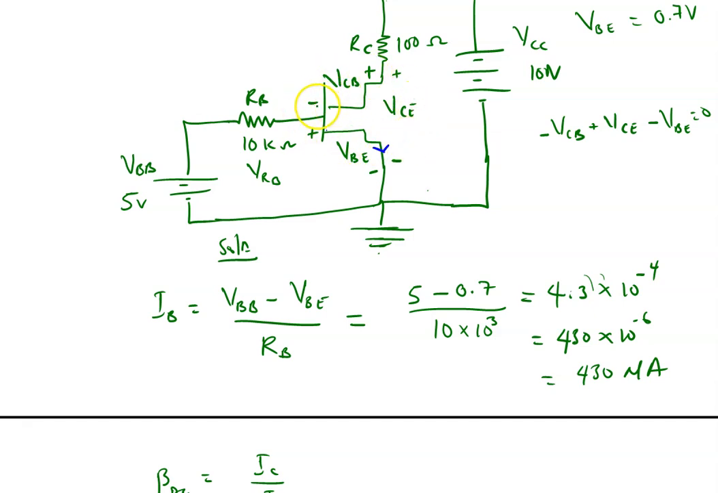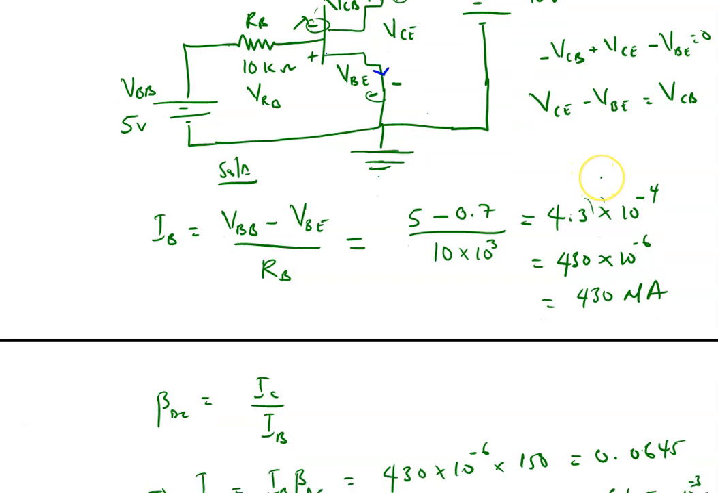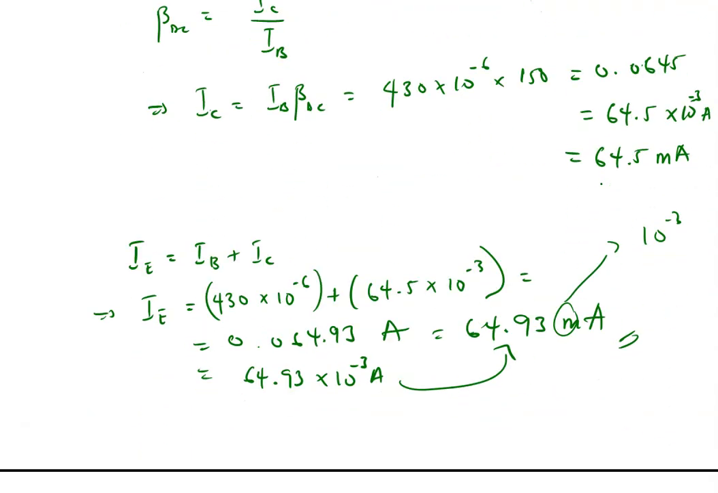KVL on this loop. So I'm starting from this point and I'm traveling around. The first sign I saw is minus, so minus VCE. Then I saw plus VCB, then minus VBE is equal to 0. But I'm looking for VCB, so I just send VCB to the other side. So VCE minus VBE is equal to VCB. Okay, so that's the formula for VCB.